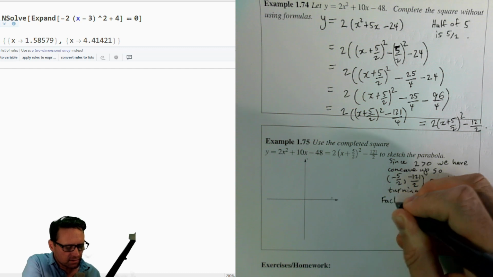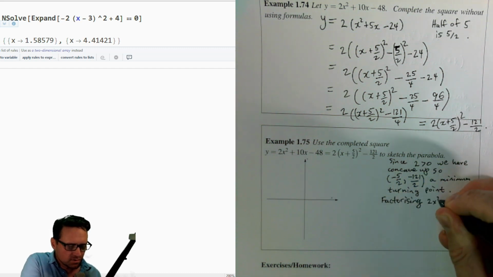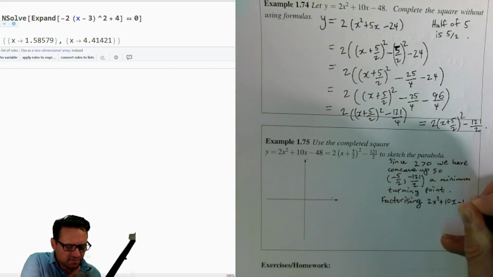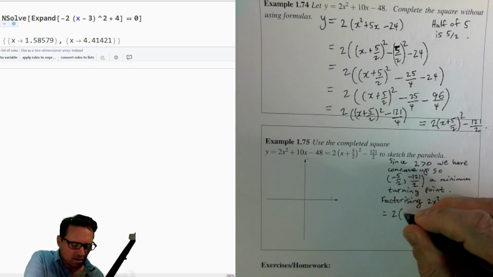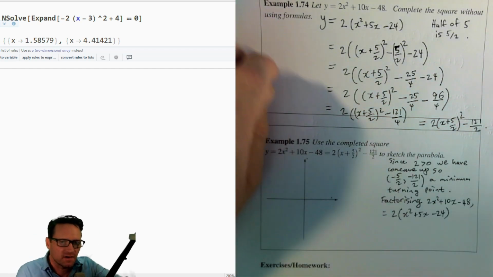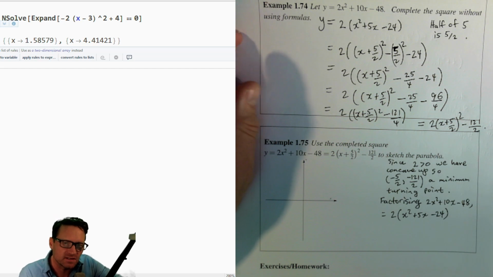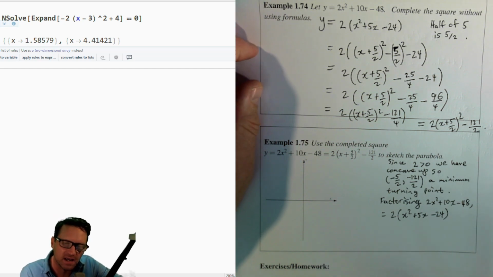All right, but we have some other skills too, like factorization. So factorizing 2x squared plus 10x minus 48. We can pull the 2 out as we did earlier. Now, what are the divisors of 24 that have a difference of 5? Can we think of any? How about 8 and 3?